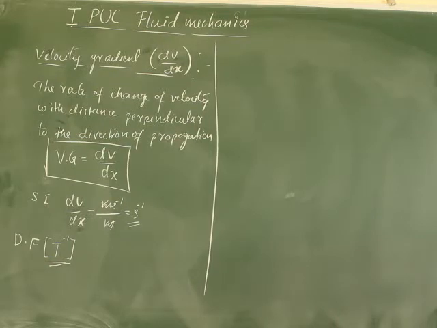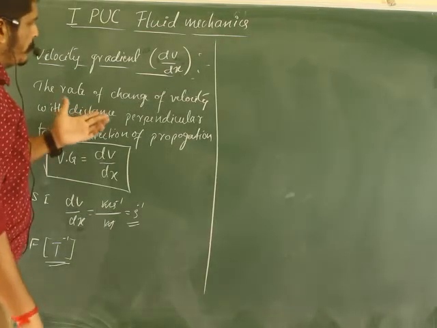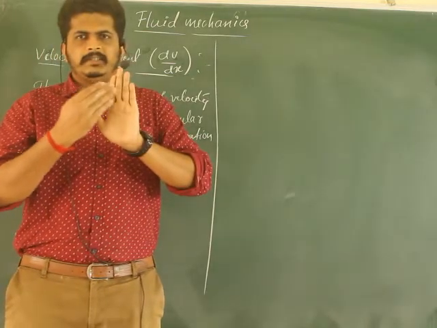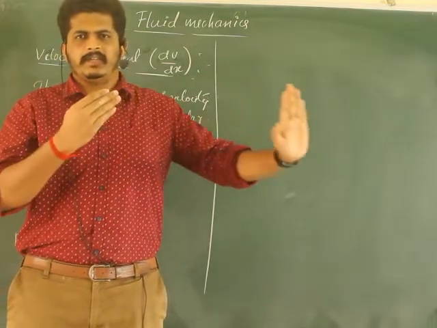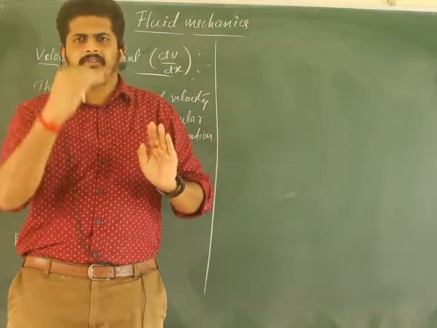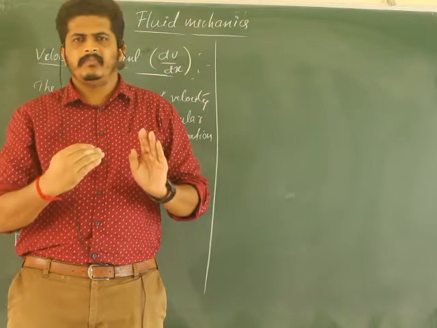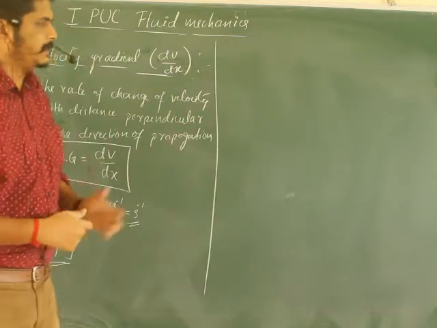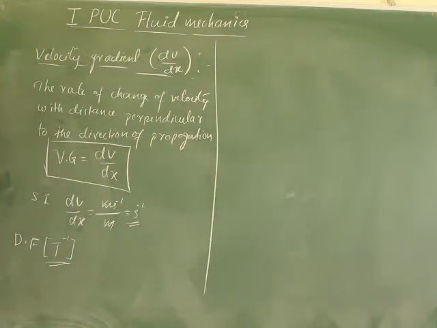So what is velocity gradient? The rate of change of velocity with distance perpendicular to the direction of propagation. That means if the liquid is moving in this direction, there is a rate of change of velocity with respect to distance for the different layers. That is what is called velocity gradient. Hope this is understandable and clear for you, okay?